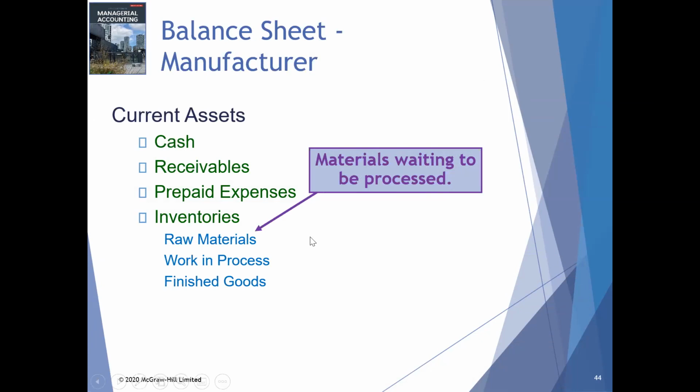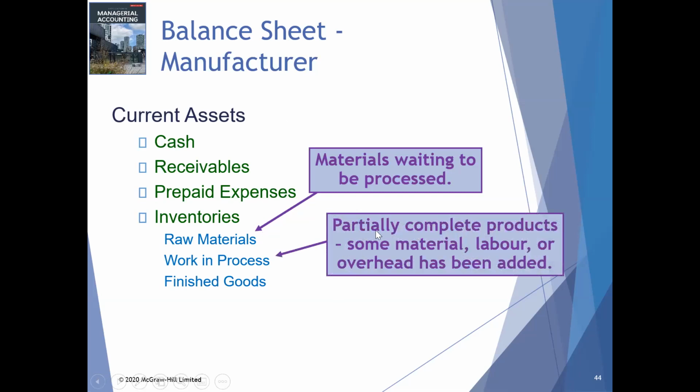Now look at this balance sheet for the manufacturers. We will see material waiting to be processed. That is the raw material. And the work in progress is what? That is the partially complete products, where some material, labor, or overheads have been added. So that is the partial. It's a work in progress, but not finished. Goods are not finished.